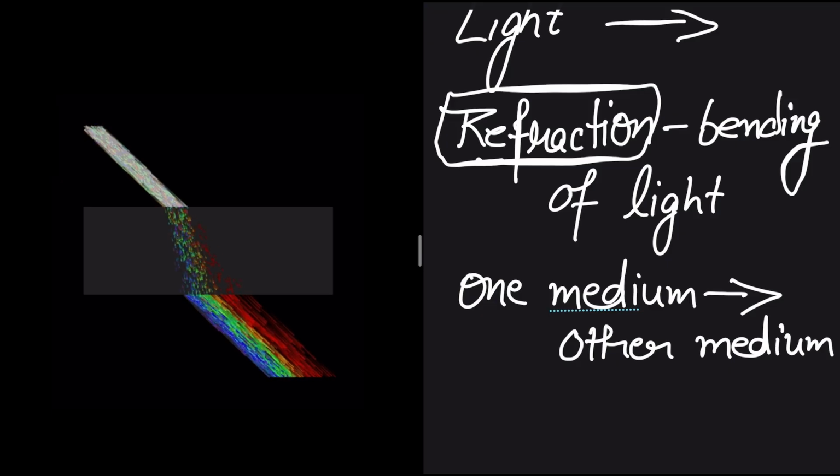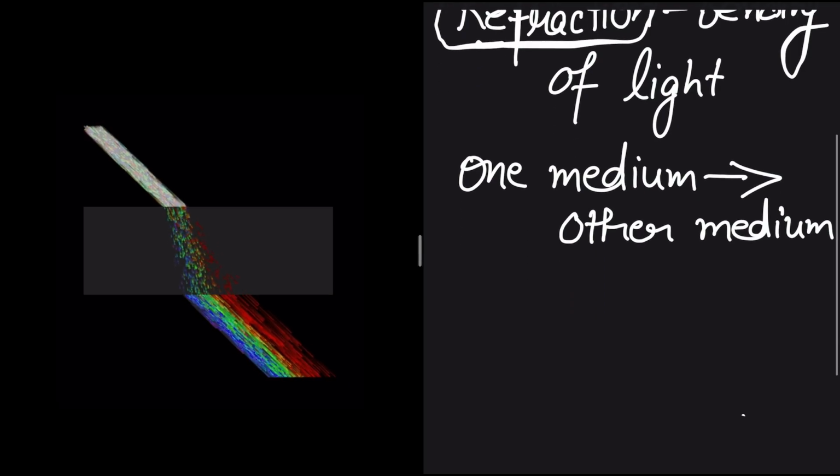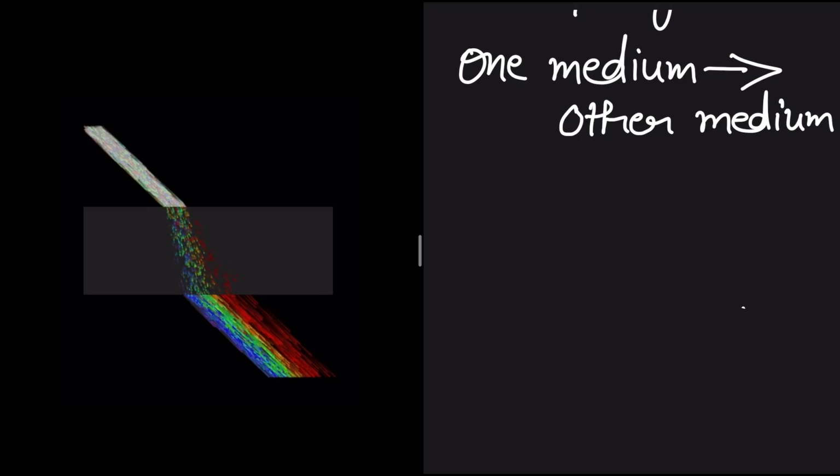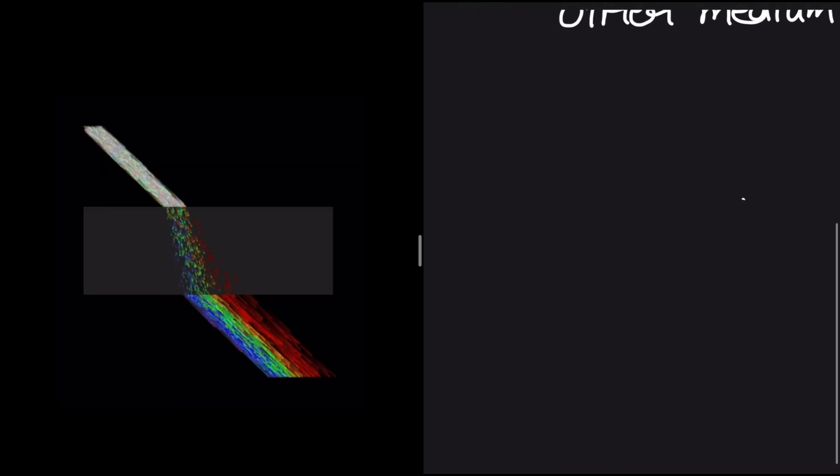You can see in this animation the light rays falling on a glass slab. When the light rays fall on this glass slab, at the surface which is separating the two media, the light will bend. Now the question is why this bending of light takes place and how. First I'll answer why. Bending of light takes place, I told you, when it travels from one medium to another. So what changes happen when it travels from one medium to another?